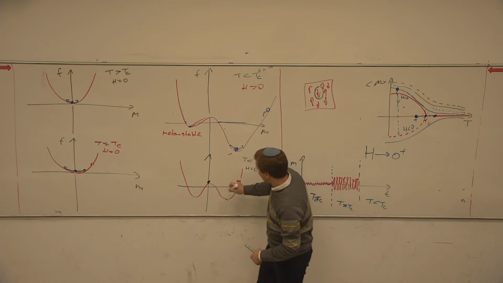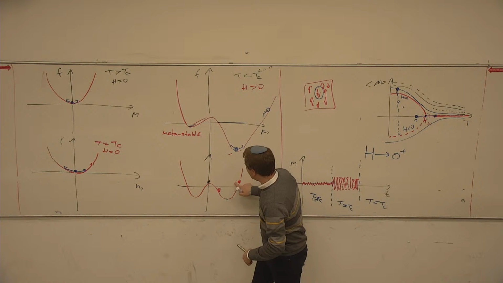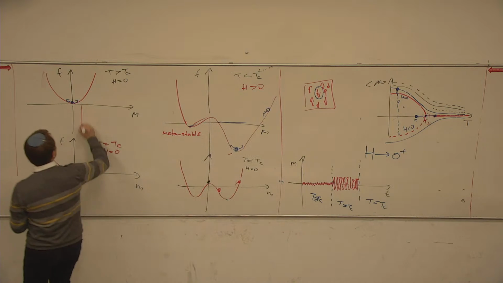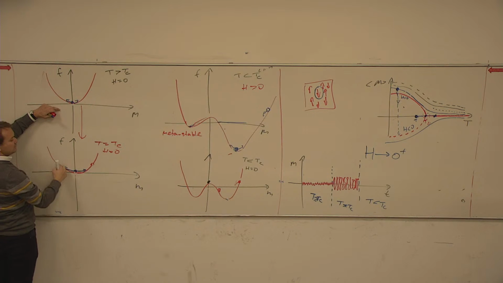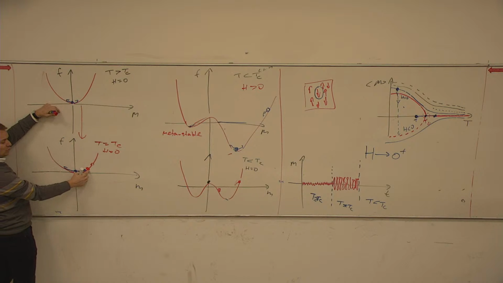Or, I'm sorry, somewhere over here. Right? Because I made this change. The system was fluctuating around 0. The system is still fluctuating around 0, but somehow I managed to change the temperature when the system is on the right-hand side.